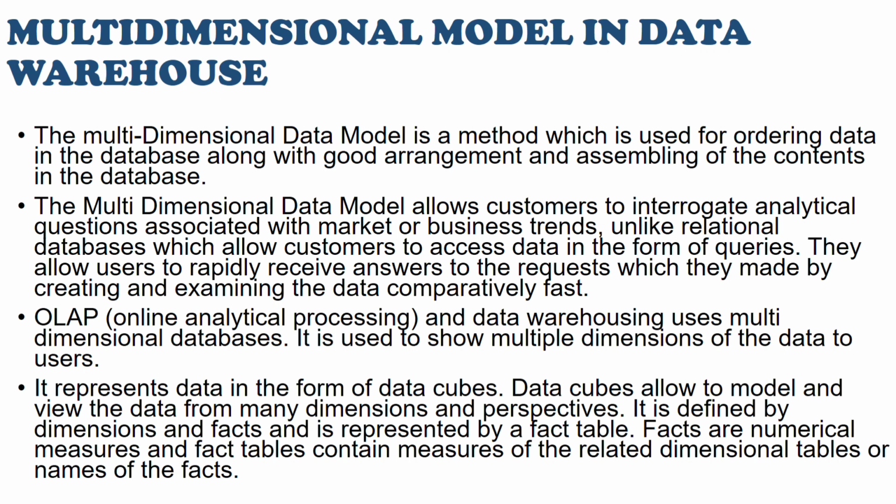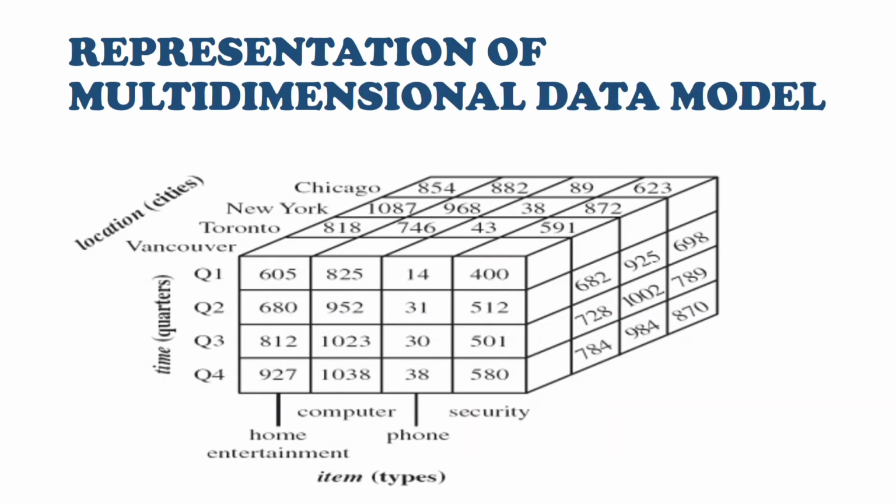OLAP, Online Analytical Processing, and data warehousing use multidimensional databases. It is used to show multiple dimensions of the data to the users. It represents data in the form of data cubes. Data cubes allow us to model and view the data from many dimensions and perspectives. It is defined by dimensions and facts and is represented by a fact table. Facts are numerical measures, and fact tables contain measures of the related dimensional tables or names of the facts. So this is all about the multidimensional model in data, and we have the representation of the multidimensional data model. This representation is for your reference, so look at it.